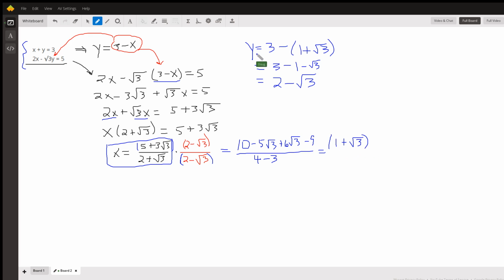And if we want to find the y-coordinate, we can use this. y equals 3 minus x, but x is 1 plus the square root of 3. Remove the parentheses, combine similar terms, and there's the y-coordinate of the point of intersection. Okay, so from the first page, this was 1 plus the square root of 3, and the y-coordinate was 2 minus the square root of 3.